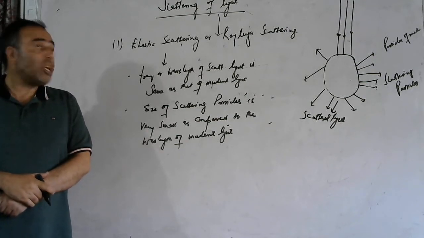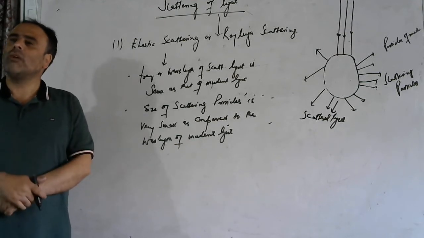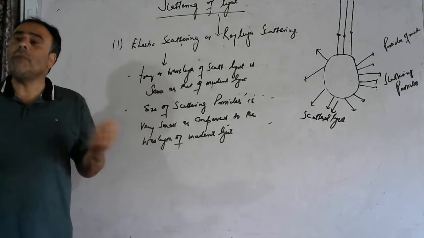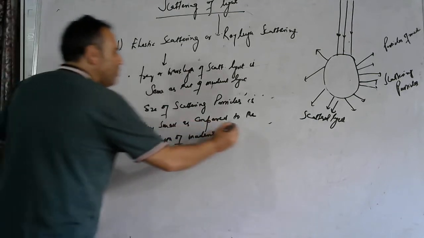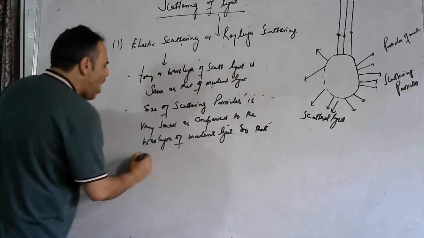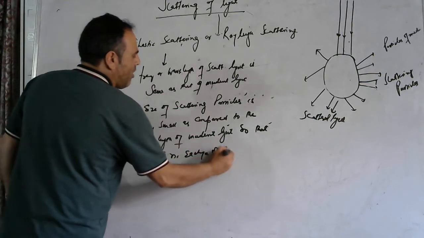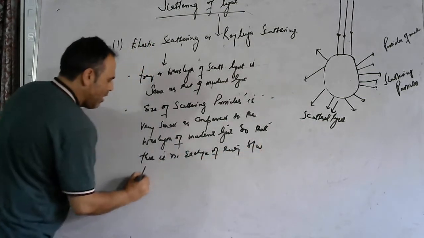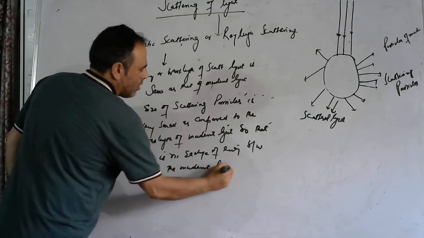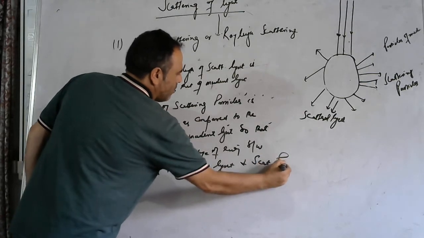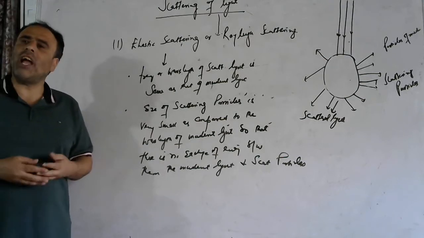This इलास्टिक स्कैटरिंग occurs only जब जो स्कैटरिंग पार्टिकल्स होंगे उनका जो साइज होगा दैट विल बी वेरी स्मॉल एज कंपेयर टू व्हाट वेवलेंथ ऑफ इंसिडेंट लाइट, सो दैट देयर इज नो एक्सचेंज ऑफ एनर्जी बिटवीन द इंसिडेंट लाइट and the scattering particles.